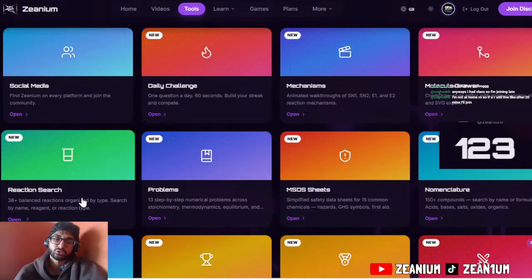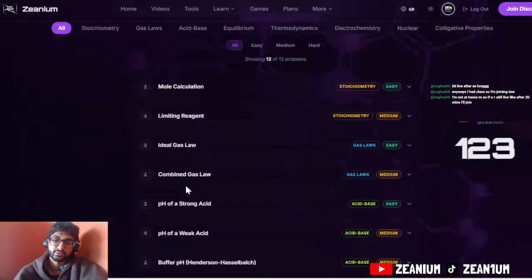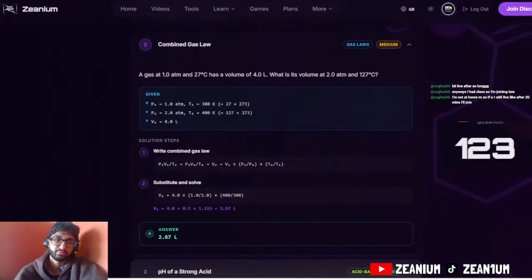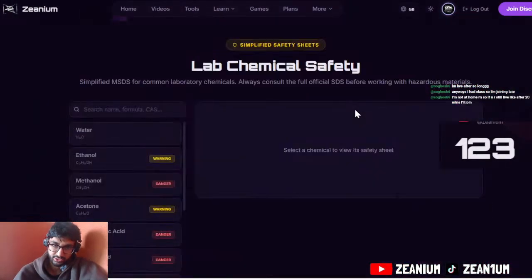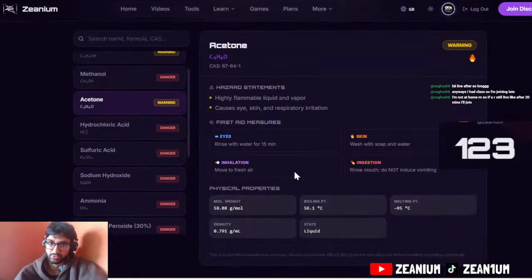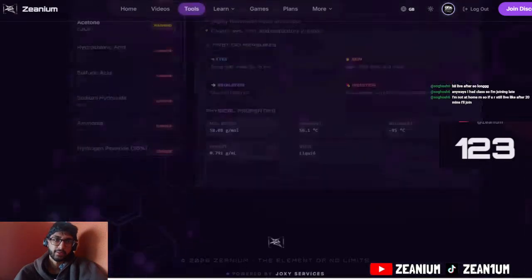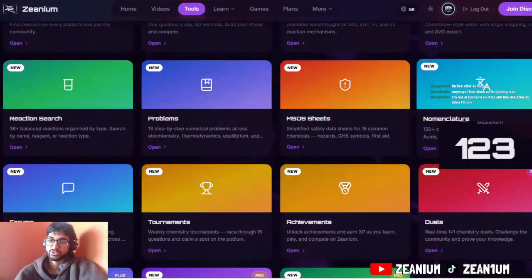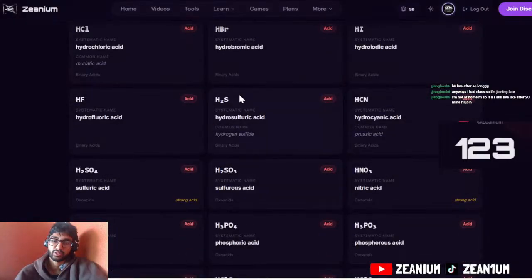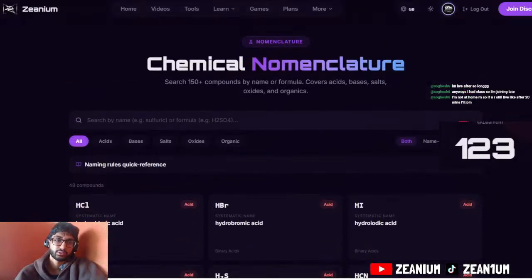What else? Reaction search, so you can search up reaction problems, like problems you can practice on. And MSDS sheets, so what is dangerous, what is not dangerous. So that's pretty cool. It has everything, but it's also good to access the official thing. This is still in development. Nomenclature, so you can search what the hell this is named. Still in development.